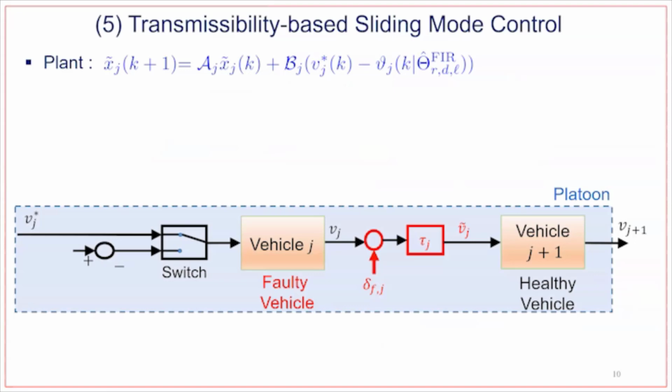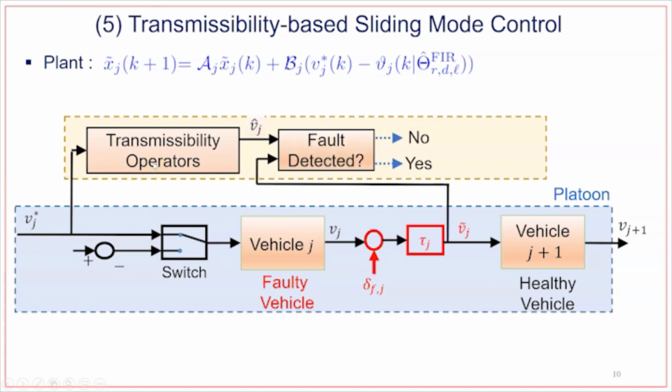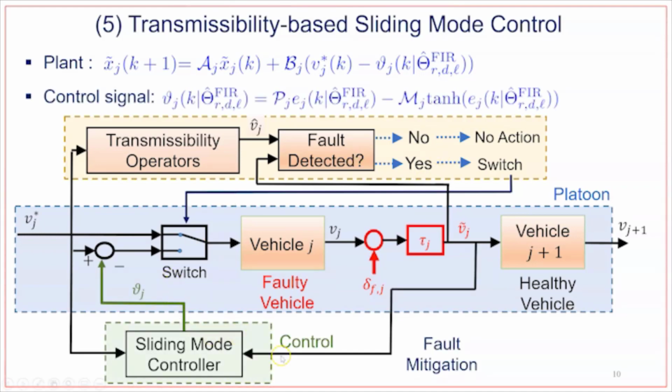To mitigate these faults, we consider the transmissibility-based sliding mode control. So this sliding mode control is based on the transmissibility prediction instead of the observer estimations. So consider this platoon first. Then we take the desired velocity of vehicle J, the faulty vehicle, to the transmissibility operators for fault detection. So if it detects a fault, then we will switch to the sliding mode controller control signal theta here.